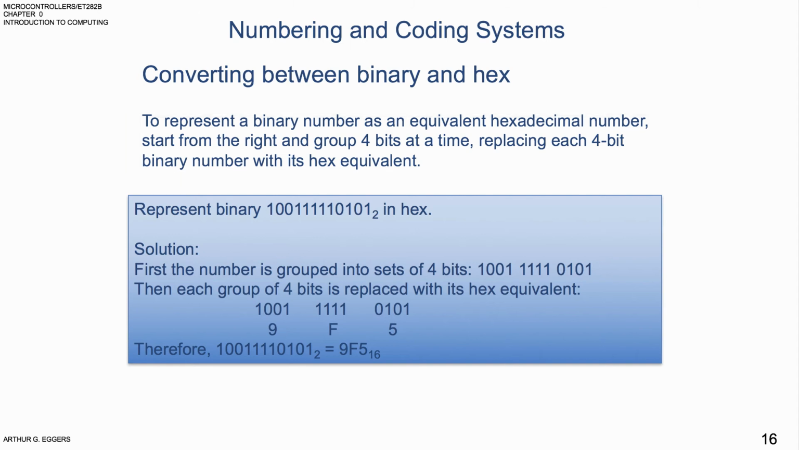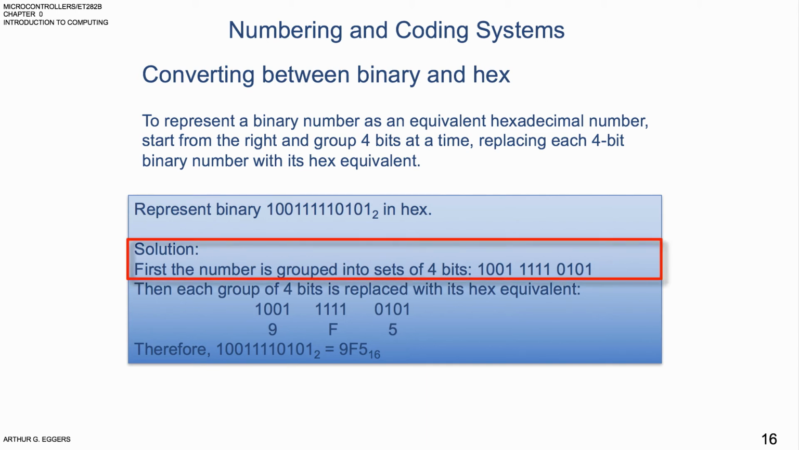So if we take a look at this example, we want to represent that long binary number 1 0 0 1 1 1 1 1 0 1 0 1 in a hex number so that it's easier to handle. Again, keep in mind that in the computer, all the computer understands are ones and zeros, so it has to do these conversions back and forth.